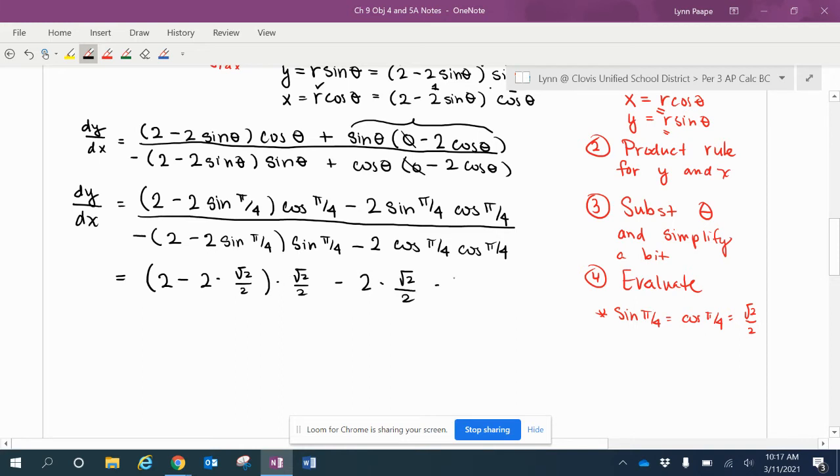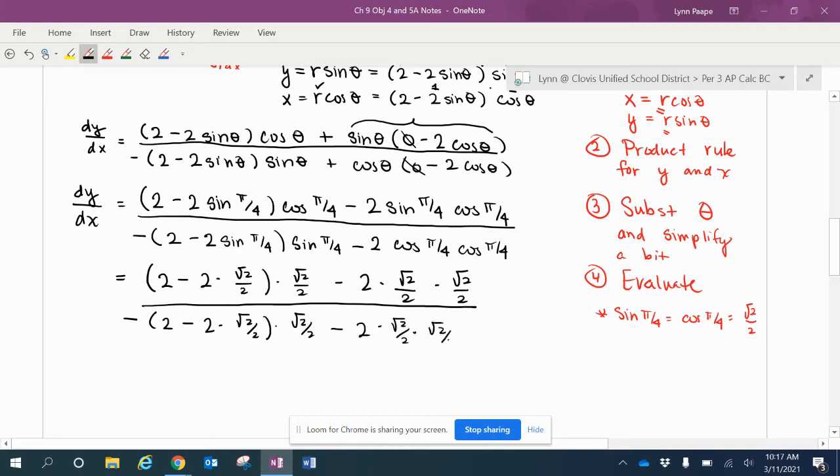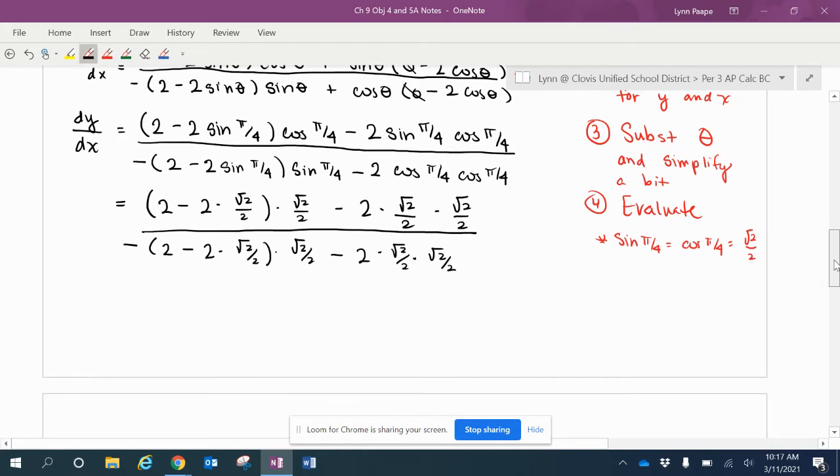Okay, so sine of pi over 4 is root 2 over 2. Cosine is also root 2 over 2. And then I'm going to do the same for the bottom. So I have that negative out front. And then 2 minus 2, and then root 2 over 2. And then sine of pi over 4, root 2 over 2. And then all the way down. So lots of substitution right here, lots of root 2's over 2's. And then I'm going to go ahead and simplify.